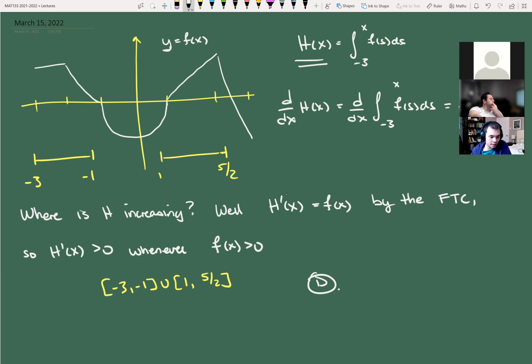That's what the FTC tells us. It does. And Connie, let me talk about that in a second too. But yeah, let's make sure that we understand what I did here. And then maybe I can talk a little bit about more of the intuition behind how we would guess this if we didn't know the FTC, right?